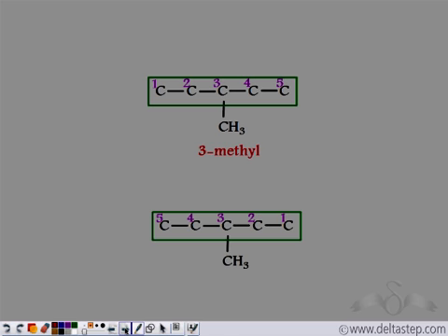Now if we number the carbon chain from the opposite side, so right now we started from the left, if we start from the right, let's see what we get. We get 1, 2, 3, 4, 5. Again our substituent is present at carbon number 3. So this gets the name 3-methyl. So the naming of the substituents gives the prefix to the name of the compound. So when we name the substituents, that is 3-methyl in both the cases, this is the prefix for the name of this organic compound.